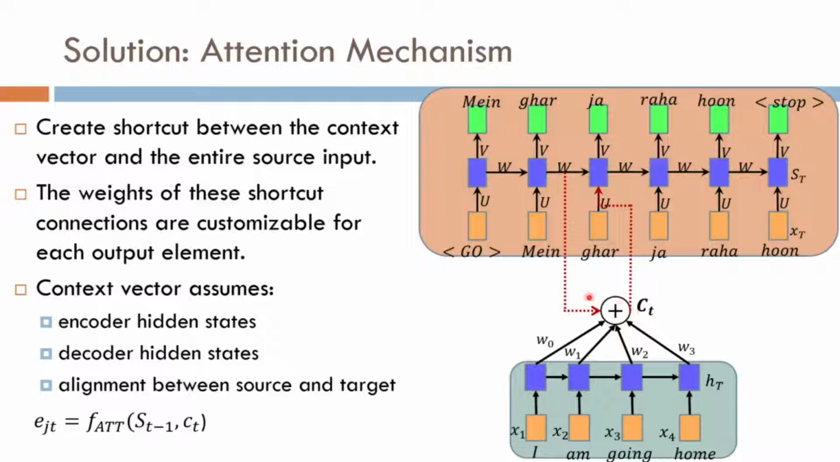And this also allows it to create a sort of alignment between source and target. What is alignment? What do we mean by alignment? We'll see. Alignment in simple terms means which part of the sentence Ja has to pay attention to. So we are sort of aligning this word Ja with, let's say, the word going.